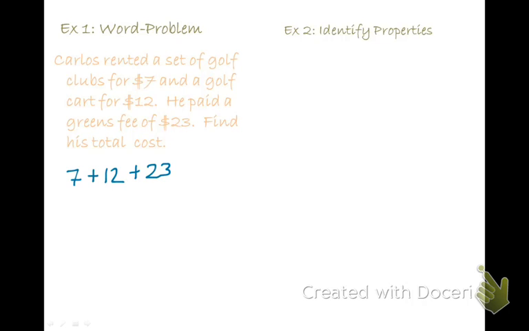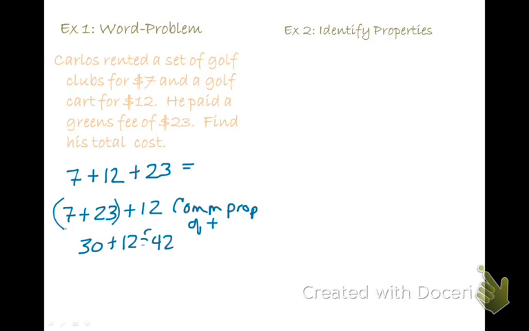Find his total cost. So what we're going to do is either switch or use parentheses, and I'm going to see, would these two make a round number? No. How about these two? No. So I'm going to switch, because I know 7 plus 23 would be so much better. So here I did the commutative property of addition, because I'm doing addition. So 7 plus 23 is 30, plus 12 is 42. So it cost him $42 to play some golf.